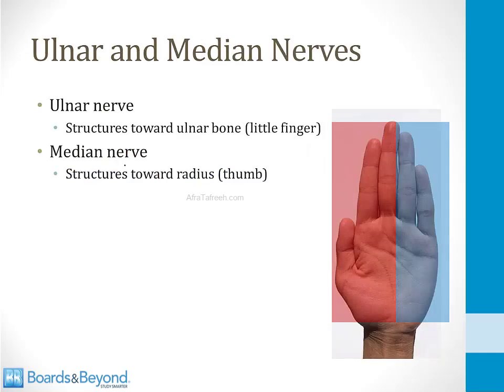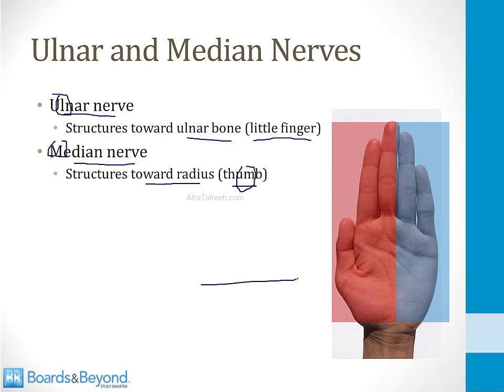The major nerves that innervate the hand are the ulnar and median nerves. In general, the ulnar nerve innervates structures towards the ulna bone or little finger. And you can just remember that the L in ulnar is for little finger. The median nerve in general innervates structures towards the radius or the thumb, and you can just remember that the M in median goes with the M in thumb.